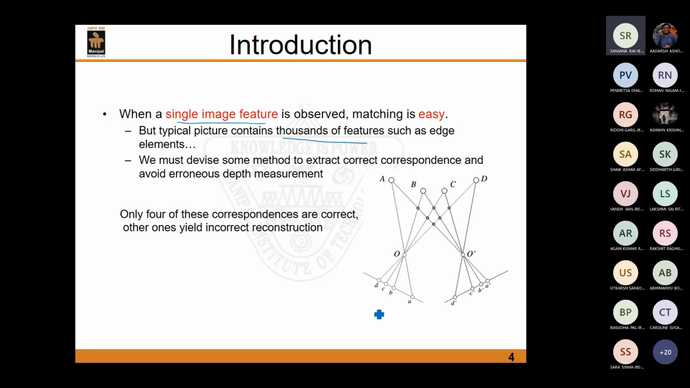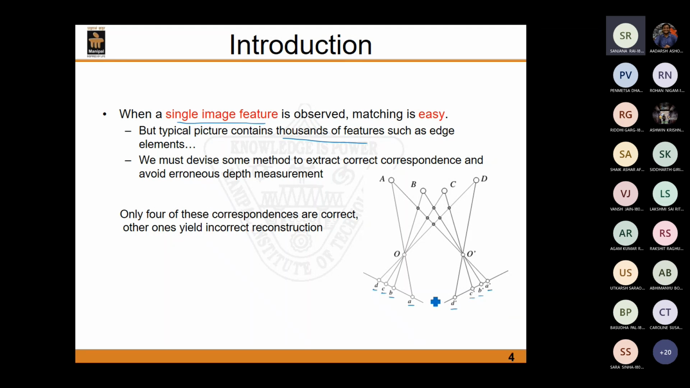Now, as an example, you can just look at this particular figure. In this figure, you can see that we have 4 points. I can call them A, B, C, and D. Let's say I have 4 points in the left image, and in the second image, the corresponding point pairs that I have are, let's say, A dash, B dash, C dash, and D dash.